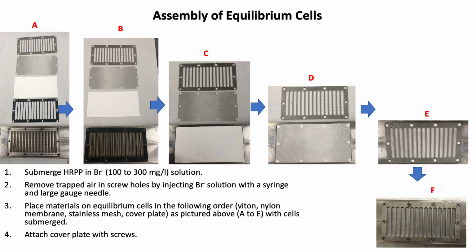So as before, the first step is to submerge the whole sampler into a bromide solution. Air is then removed from the screw holes using a syringe and needle by injecting water into each hole. After that, the Viton is placed over the cells. Then the nylon membrane is placed over the cells, the stainless steel mesh, and finally the cover plate. This is then affixed to the sampler using stainless steel screws, and this is all demonstrated in the YouTube video which was mentioned earlier.